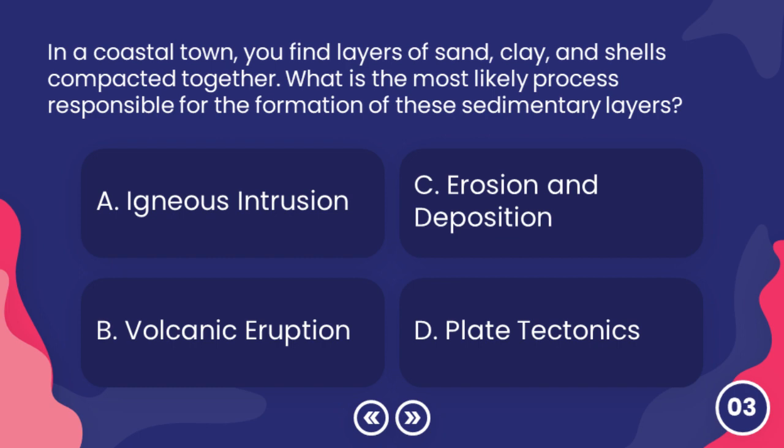Question number 3. In a coastal town, you find layers of sand, clay, and shells compacted together. What is the most likely process responsible for the formation of these sedimentary layers? A. Igneous intrusion. B. Volcanic eruption. C. Erosion and deposition. Or letter D. Plate tectonics.